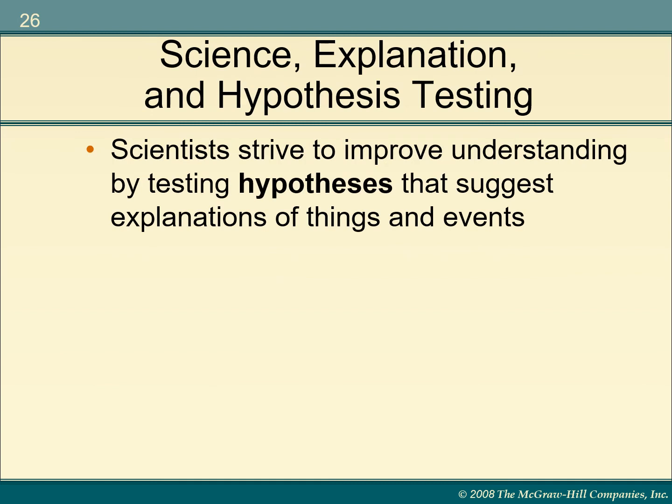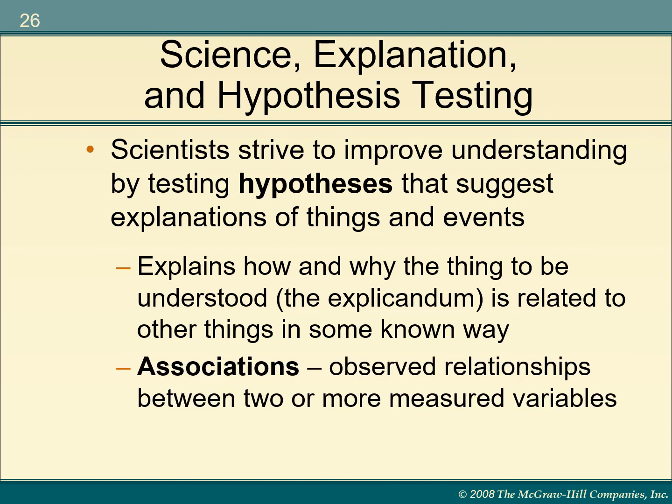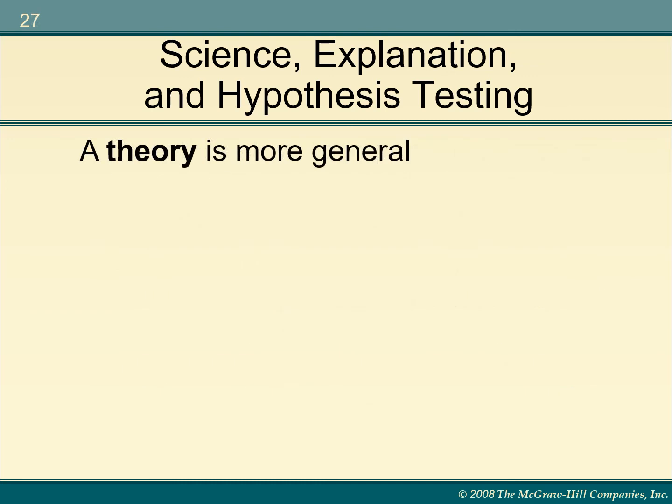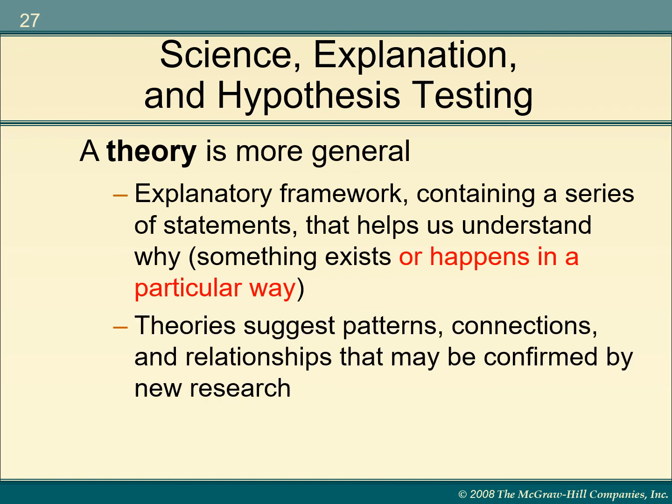Scientists strive to improve understanding by testing hypotheses that suggest explanations of things or events. And these help explain how and why the thing to be understood is related to other things in some known way, or some associations, observed relationships between two or more measured variables. A theory is more general. It's an explanatory framework containing a series of statements that helps us understand why something happens in a particular way.